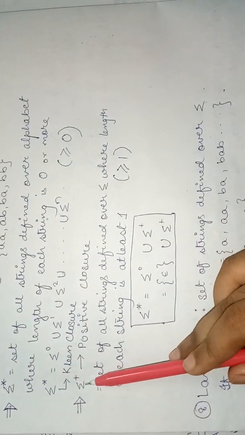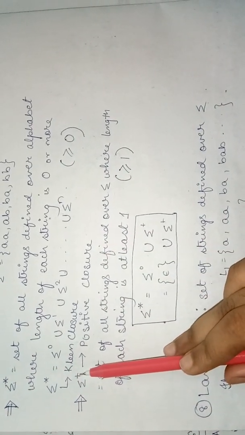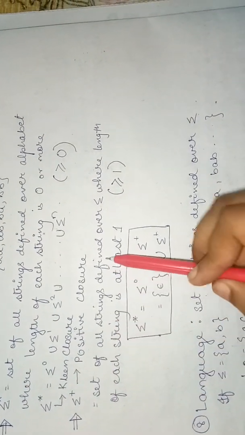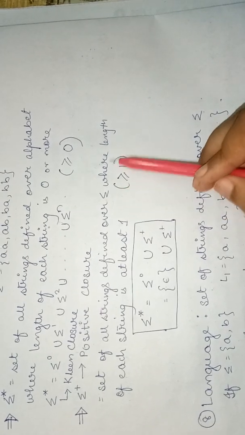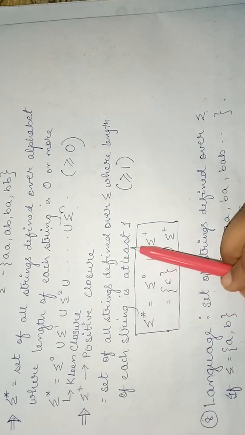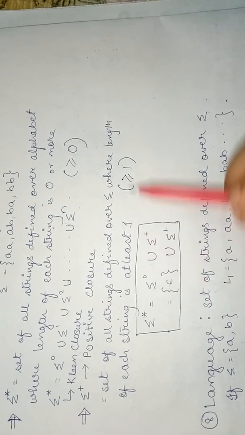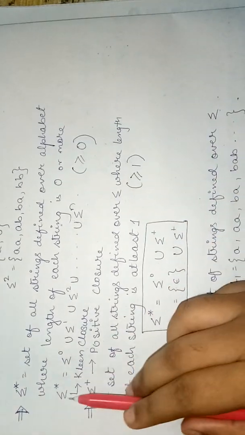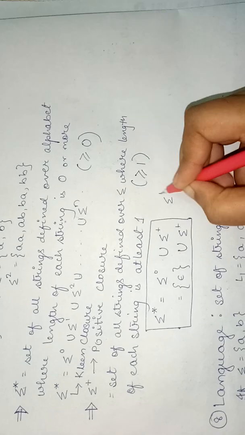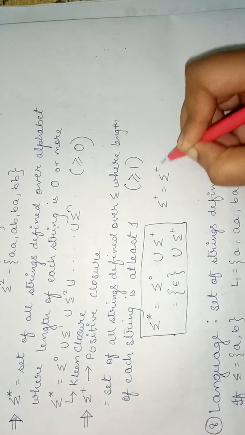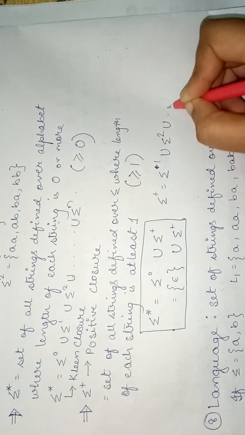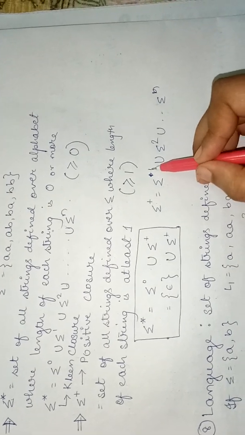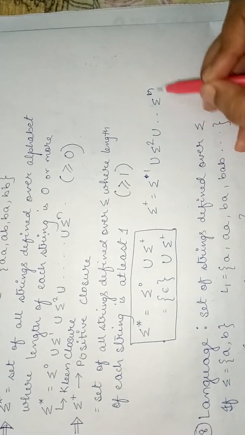Then this means positive closure. Here we have a plus instead of a star. This is the set of all the strings defined over the alphabet where the length of each string is at least 1. At least 1 means greater than or equal to 1. Minimum length of the string is 1. So this positive closure will have strings of length 1, also of length 2, 3, up to length n.